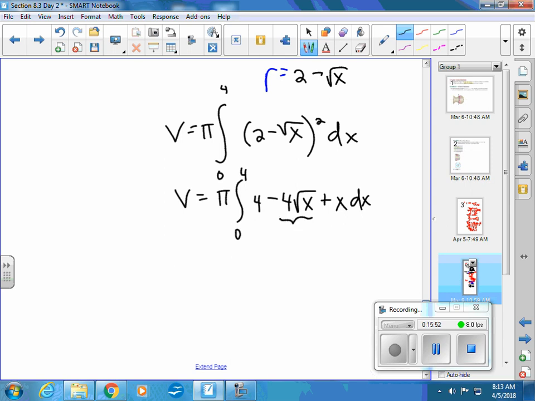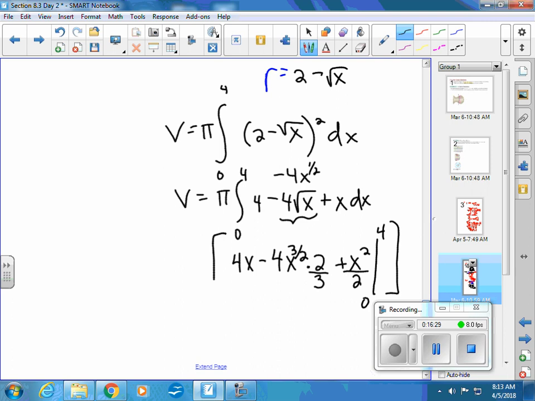Remember, this part right here means minus 4x to the 1 half. Okay? So the antiderivative is 4x minus 4x to the, if I add 1 to 1 half, I get 3 halves, right? But then I have to divide by 3 halves, which is kind of ugly. So instead, we do what? Instead of dividing by 3 halves, we multiply by 2 thirds, right? And then plus x squared over 2, evaluated from 0 to 4. Pi is still sitting out front. Don't forget that.